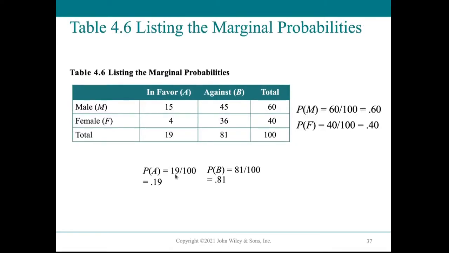Regardless of whether you're male or female, for example, there are 19 votes in favor out of 100 total respondents. So regardless of whether it's a male or a female who voted, it's still counted as the probability of those in favor. This is the marginal probability, regardless of any other conditions.